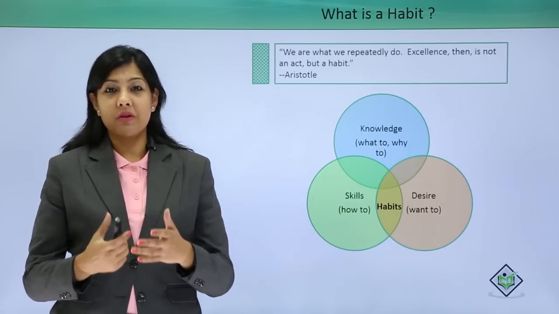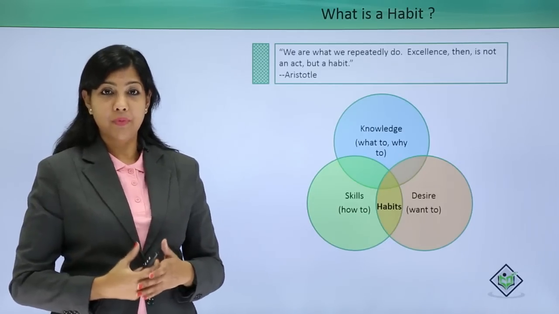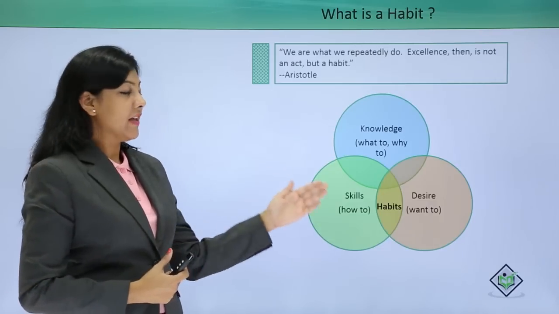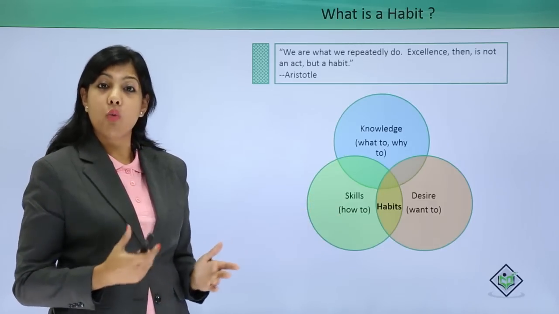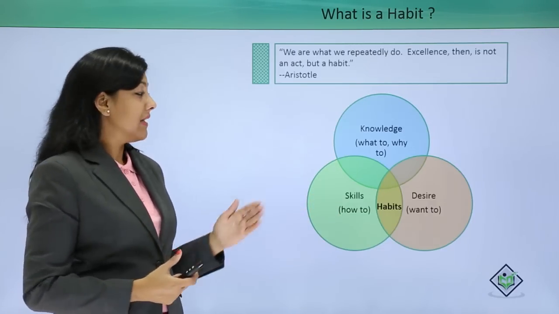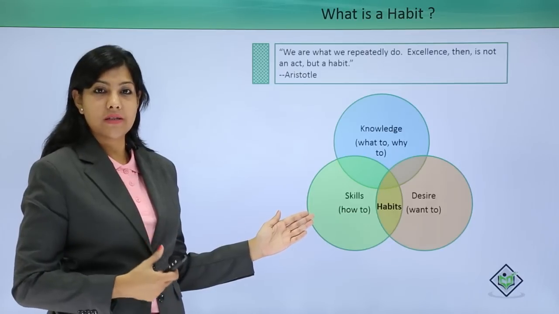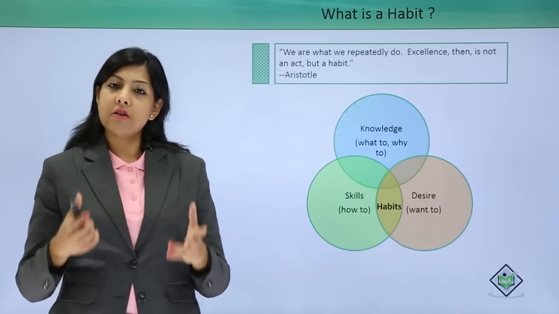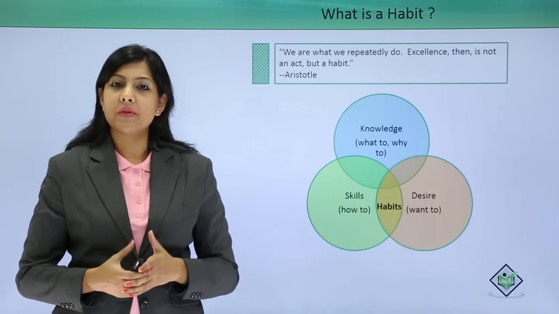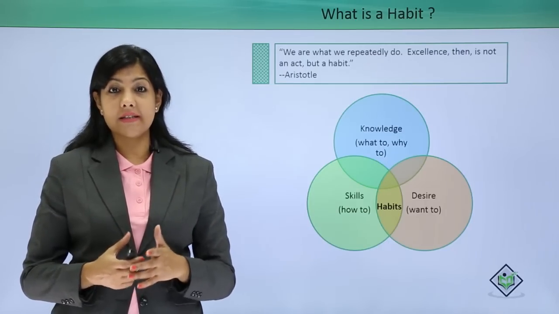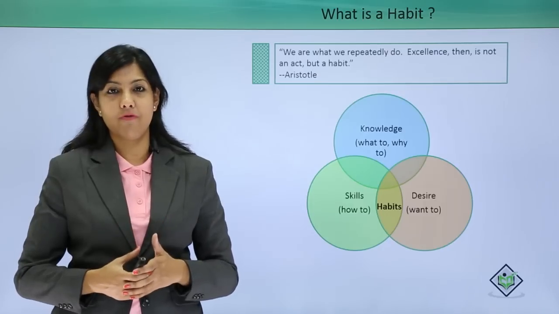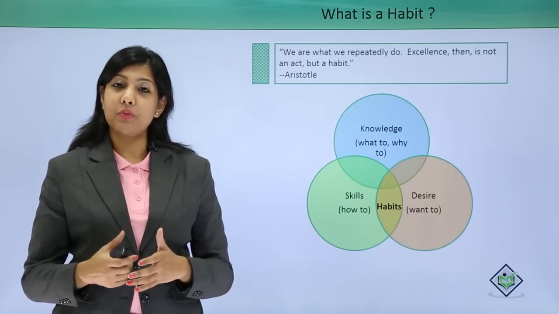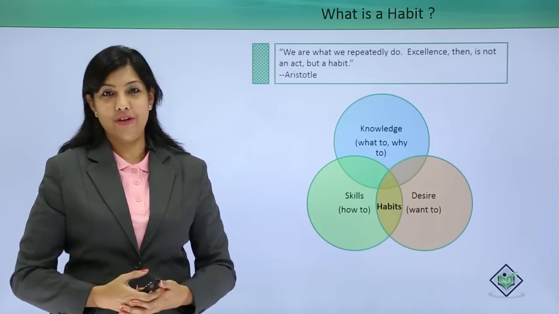Well, for a habit to be formed, 3 things need to be there. And what are these 3 things? There has to be a desire, a need, a want. There have to be skills, learning how to do this, and the knowledge, what and why. When these 3 things are there, a habit is formed. If any of these 3 things are missing, a habit will not be formed. So it's important for a habit to be formed to have all these 3 ingredients.